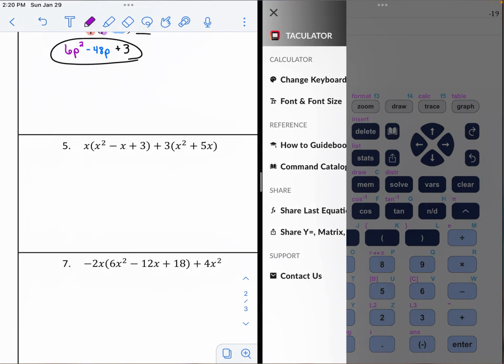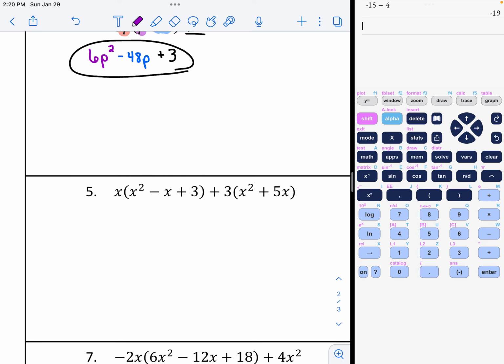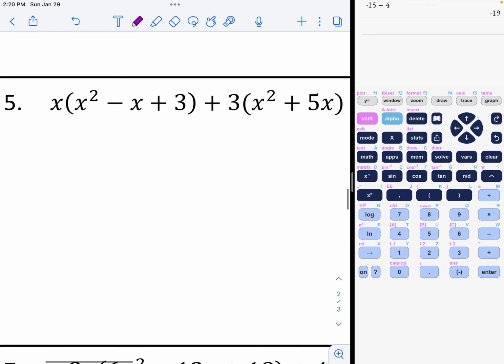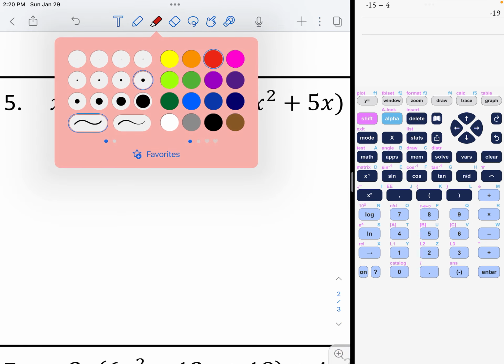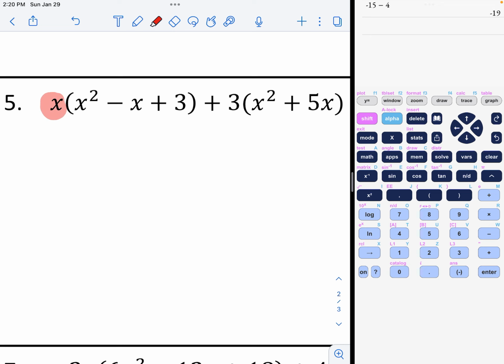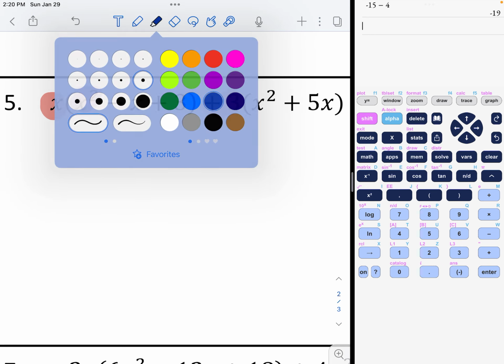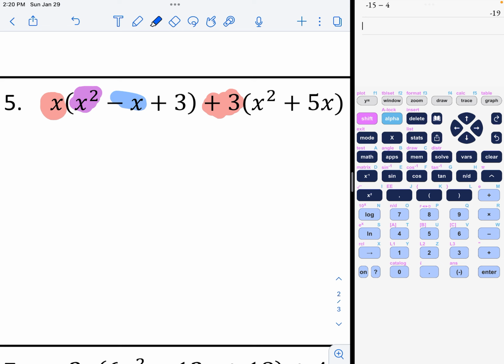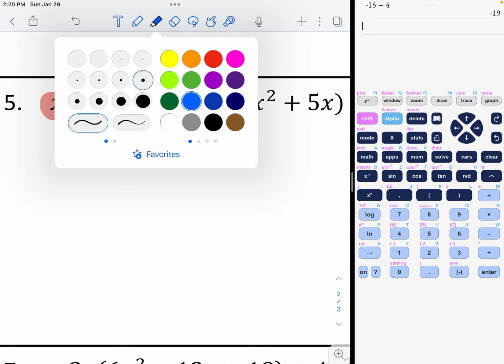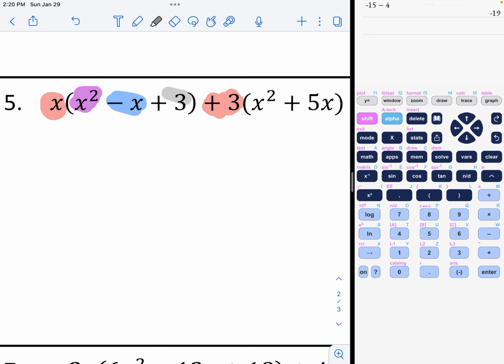Shrink that calculator down. It's a little much for me to look at. All right. Ooh, I have 2 things on the outside. So I'm going to get my red highlighter. I'm going to distribute an x, and then I'll distribute a positive 3. Inside, I'm going to have a purple. I'm going to have 3 colors this time. A blue and, oh, how about a gray? I'm going to do all 3 of those first, and then I'll deal with that second item.